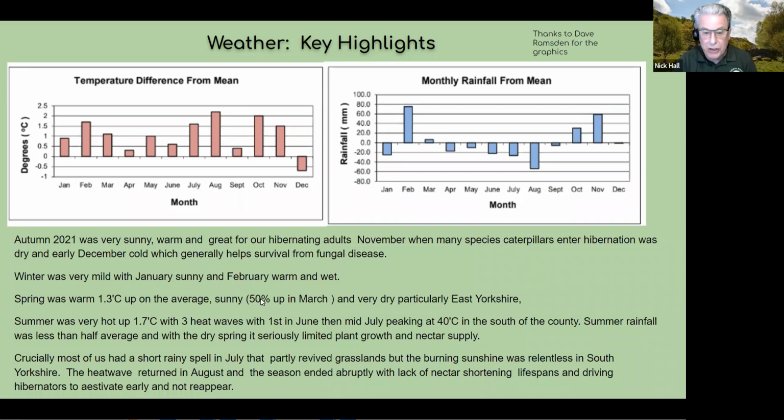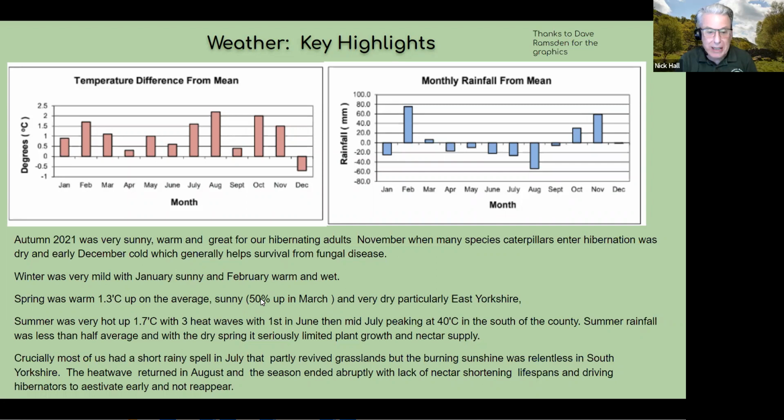This only applies to north of, I would say, Doncaster. South of Doncaster, South Yorkshire in particular, they never got this rain, and their lawns, etc., just stayed yellow. I know my lawn turned green quite miraculously after the rain.